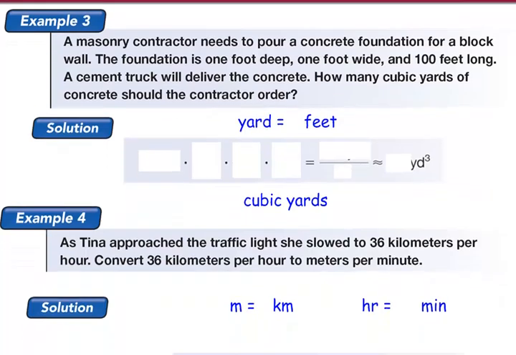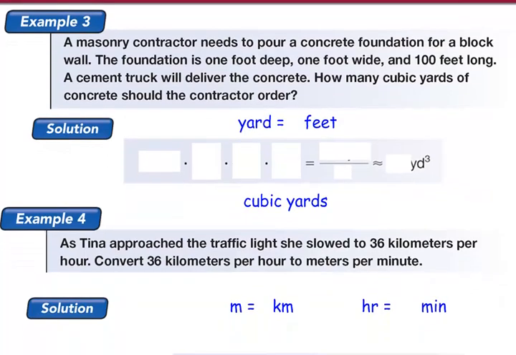Example 3. A masonry contractor needs to pour a concrete foundation for a block wall. The foundation is 1 foot by 1 foot by 100 feet long. The cement truck will deliver the concrete. How many cubic yards of concrete should the contractor order? We know that 1 yard is equal to 3 feet. We know that 1 times 100 is 100 feet cubed.